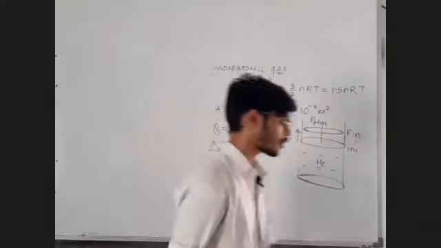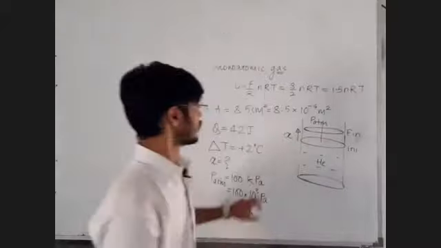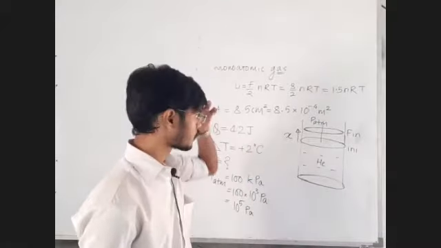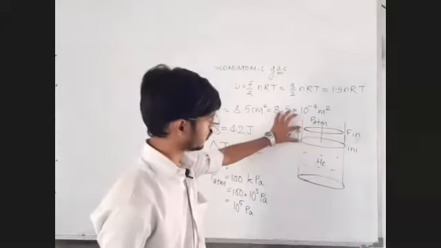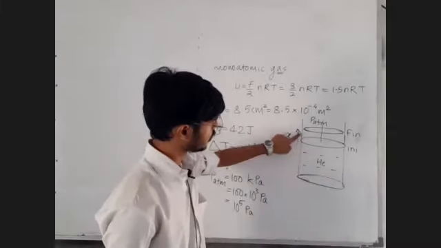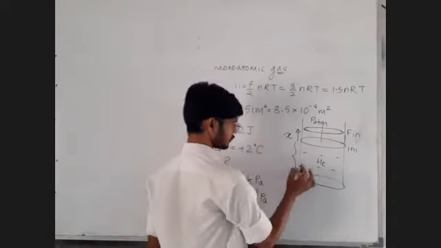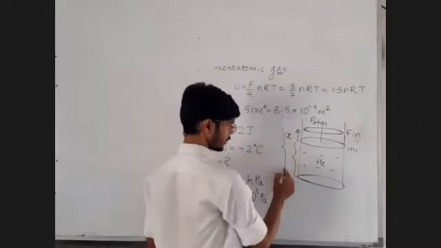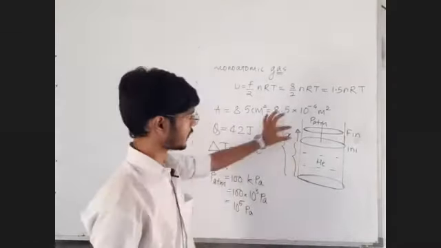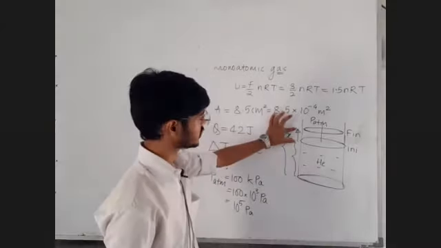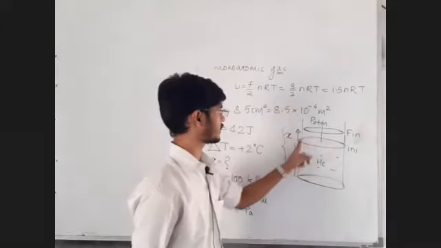So what we did here was something like this. To find out this x, what we need to find out is the volume, the change in volume. This is going to be the initial volume, and this is going to be the final volume. So if somehow we find out the change in volume, then that change in volume upon area gives us this displacement.